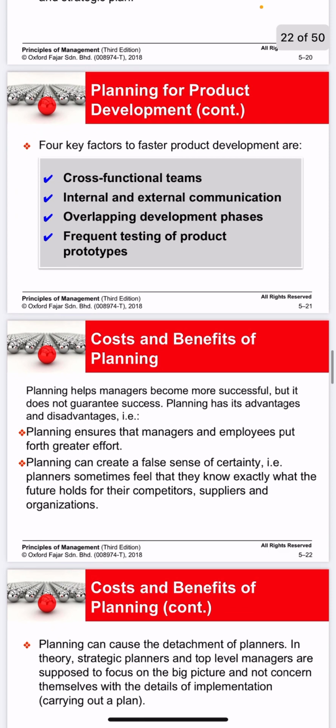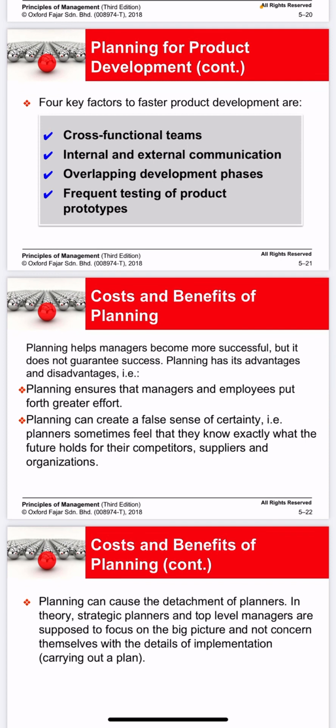But there are some costs and benefits of planning. Planning has its advantages and disadvantages. The advantage of planning is that it ensures managers and employees put forth greater effort. When we plan, we have goals to be achieved, so we put greater effort into achieving them. Planning can create a false sense of certainty. Planners sometimes feel that they know exactly what the future holds for their competitors, suppliers, and organization.